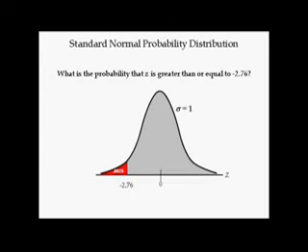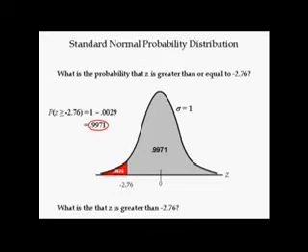What is the probability that z is greater than or equal to negative 2.76? To compute this, we use the complement rule. 1 minus 0.0029 is equal to 0.9971. Thus, the probability that z is greater than or equal to negative 2.76 is equal to 0.9971, which is represented by the gray area under the curve.